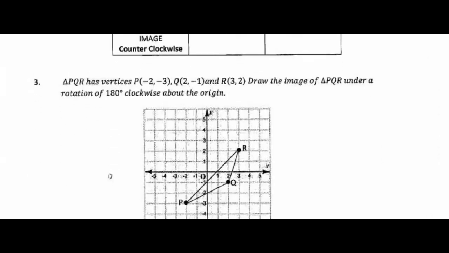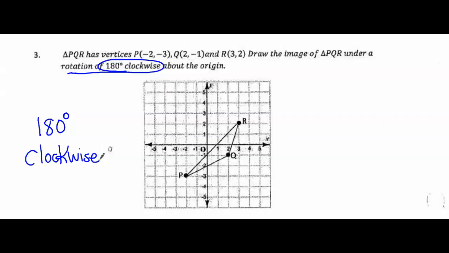So number 3 says, triangle PQR has these vertices. This one says a rotation of 180 degrees clockwise. So we need to go 180 degrees clockwise. So it's the same process. Put the 0 degrees where it always should be. There's 0 degrees. Clockwise 180. So we're going to go down to here. That's 90. We're going to go all the way up here to 180 degrees. So you're going to turn your paper so the specified angle, which is 180, is where the 0 should be.